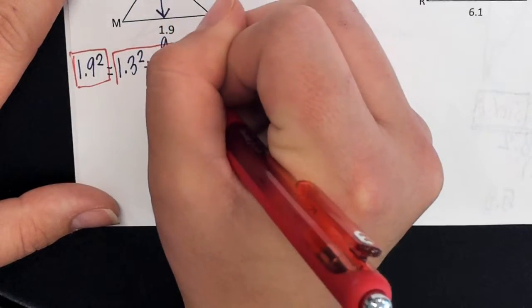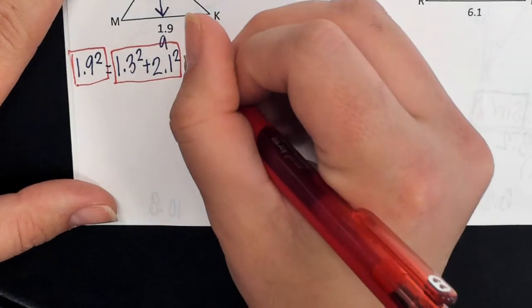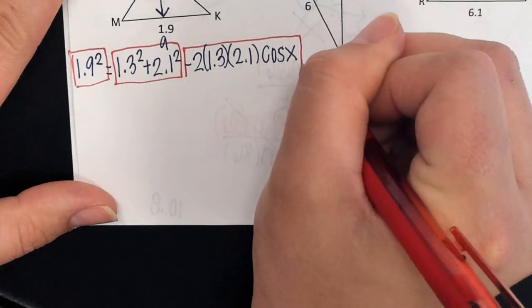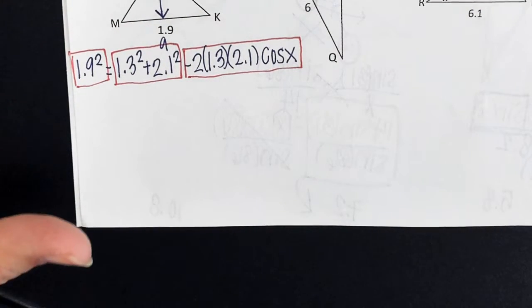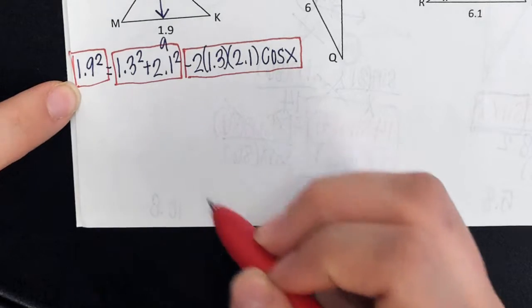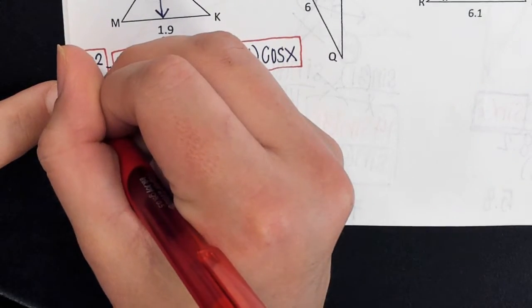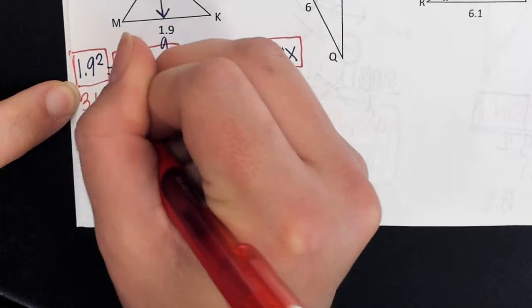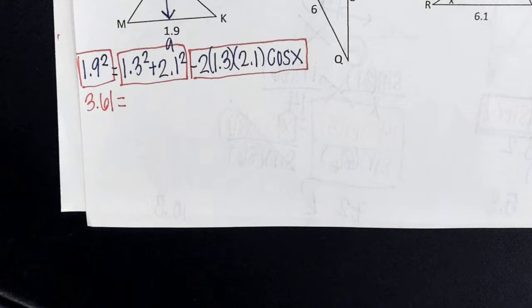Then you're going to do this section right here. And then your third section is this right here. So you have to do it in 3 parts. It's just you have to be super, super careful. Okay? So what's 1.9 squared? 3.61? Okay. Now do the second box.